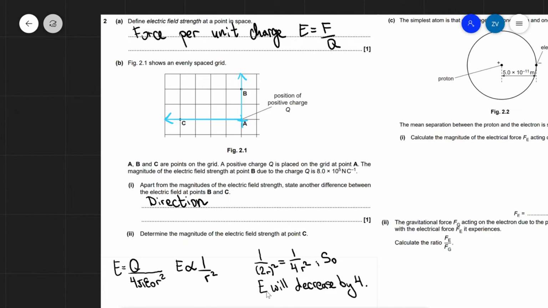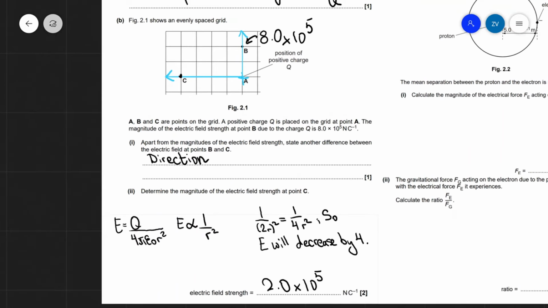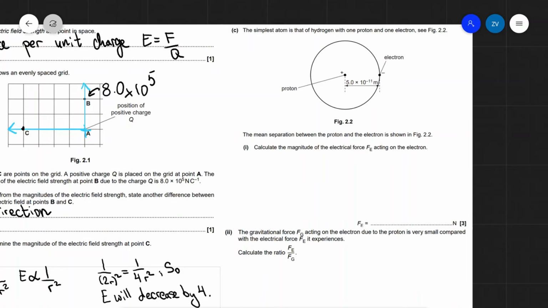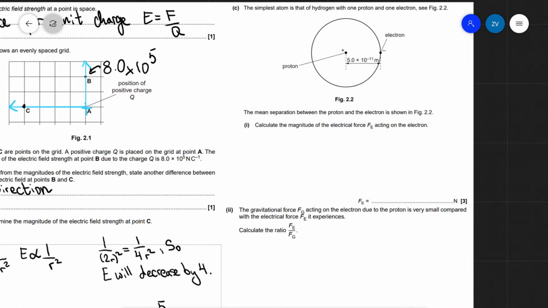So the electric field will decrease by a factor of 4 compared to the value that it was at point B. And we're given that the electric field here is 8.0 times 10 to the 5 at point B, which means that at point C it will be 4 times lower. So if we just divide that value by 4, we're going to get 2 times 10 to the power of 5 newtons per coulomb.